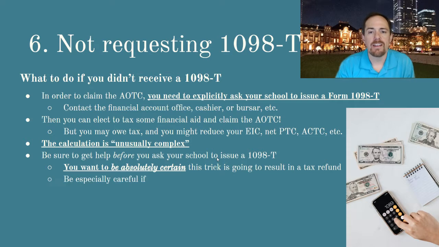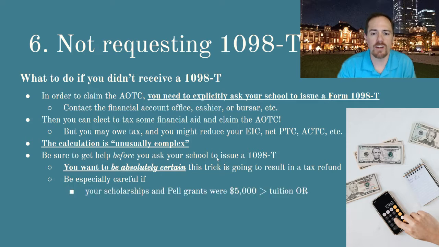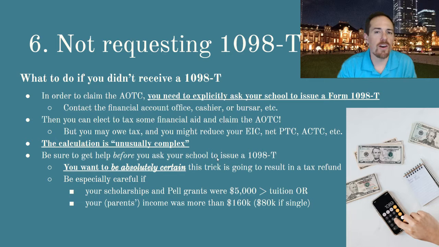And then you can be comfortable asking your school for that 1098-T. So there it is. I just described this. If your scholarships and Pell Grants were more than $5,000 more than your tuition, or if your parents' income was more than $160,000, or more than $80,000 if they're single, then you want to be careful and not ask your school for a 1098-T until you know for certain that it's going to result in a refund.